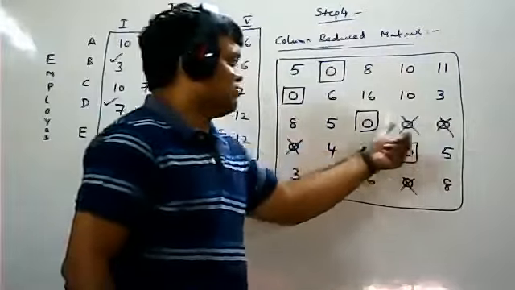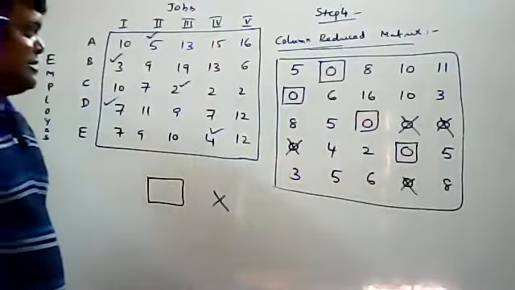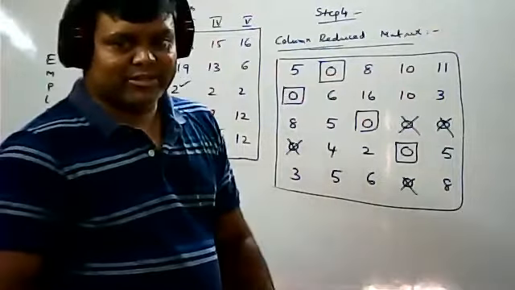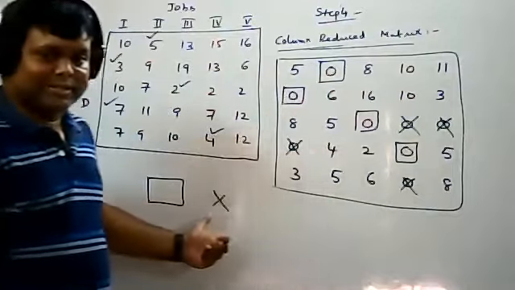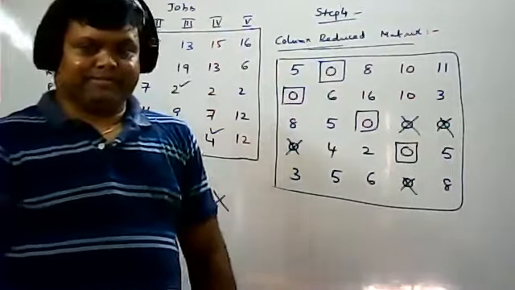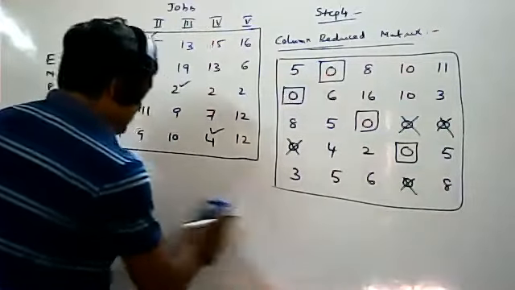If you consider this one, it will be cancelled, no problem. Now, is any 0 available? A single 0 is not available, 2 zeros are not available, 3 zeros are not available, no zeros are available. So that means you can stop step number 5. I have finished. Step number 5 is completed.